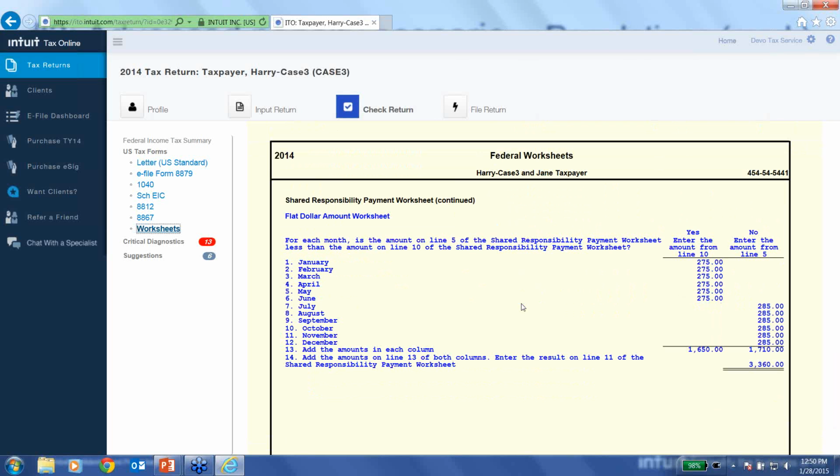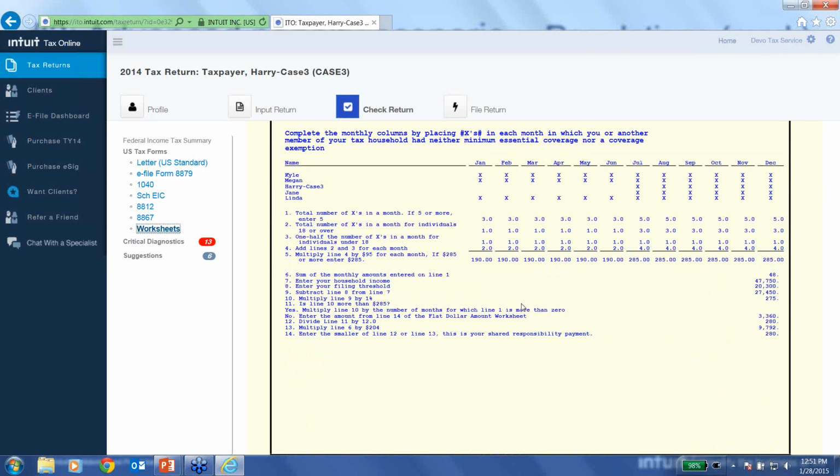And this is where we take the greater of 1% of household income, less the threshold, or the flat dollar amount for each month. January through June, the 1% of household income less the threshold prevails. And then for the second half of the year, flat dollar amount prevails as the greater of the two. The grand total is $3,360. And that number flows up to the main worksheet and gets entered on line 11.